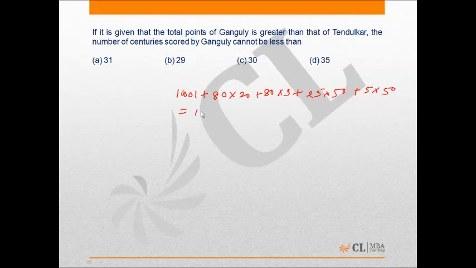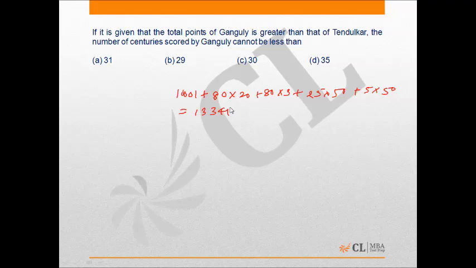Now this comes out to be 13,341. As we want to minimize the number of centuries scored by Ganguly, we need to take care of a couple more things here, and these are catches and 5 wickets haul.